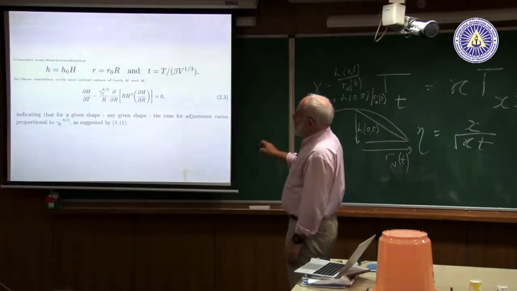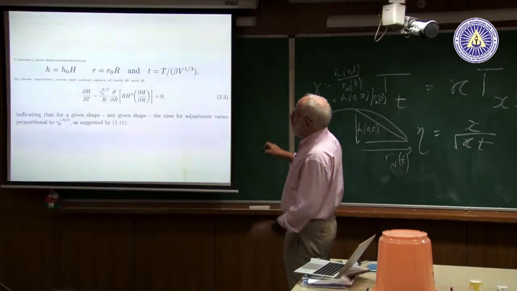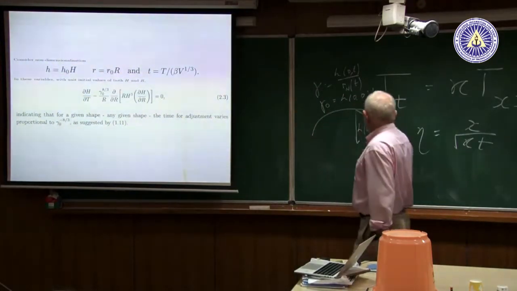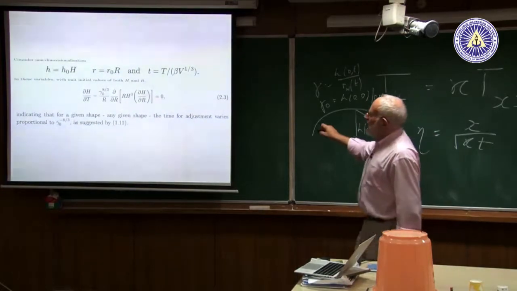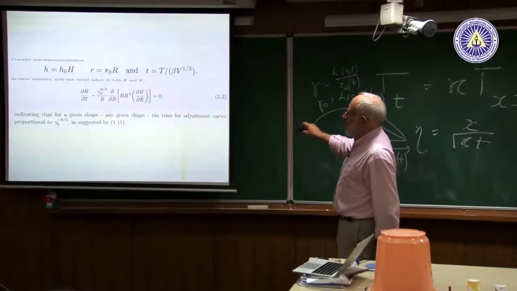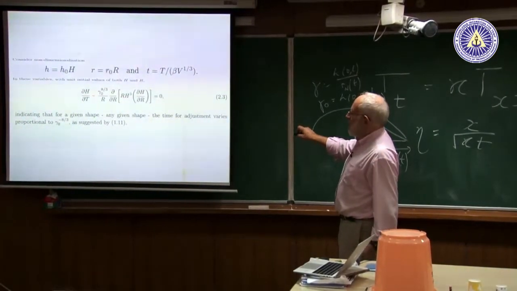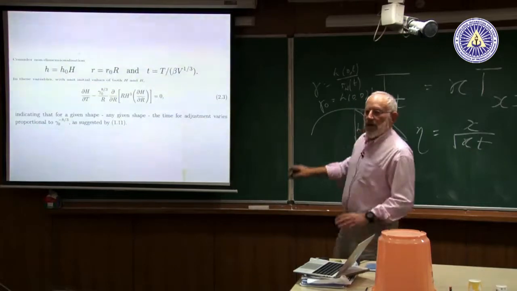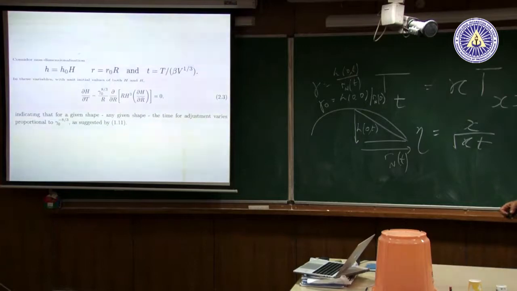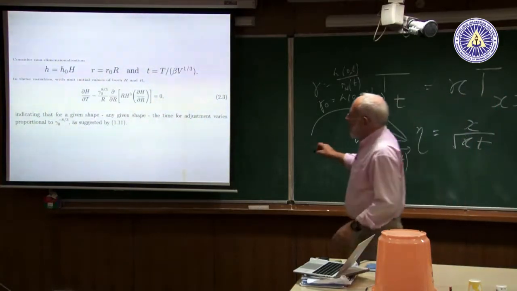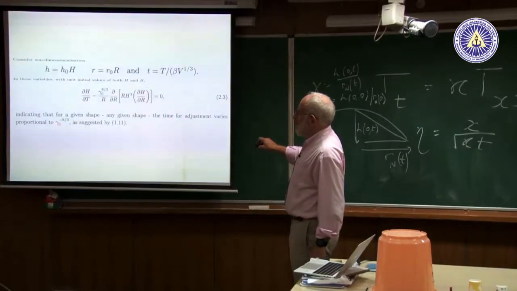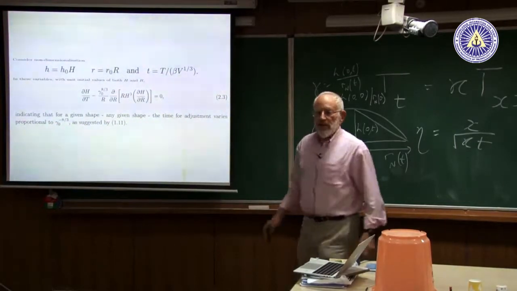You make a normalization with h naught, the initial height, r naught, the initial radius, and time, as you've been told to do it, and you get this relationship here. It's gamma naught to the 8/3 that appears there. We haven't yet said anything about the shape. So it says any shape will have a time scale that goes like gamma naught to the minus 8/3. That's, I think, really quite surprising.